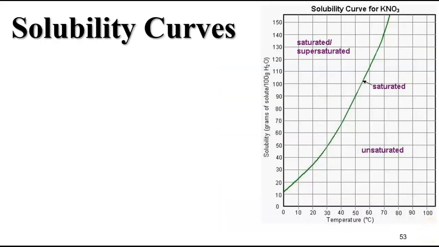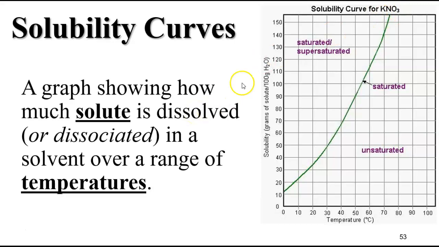A solubility curve, there's a different curve for each type of solute, usually an ionic compound. So you'll notice this is the solubility curve for potassium nitrate, KNO3. On solubility curves, it's showing you how much solute can be dissolved in a solvent over a range of temperatures. Okay. So always when we read graphs, you want to start by looking at what's labeled on each axis.